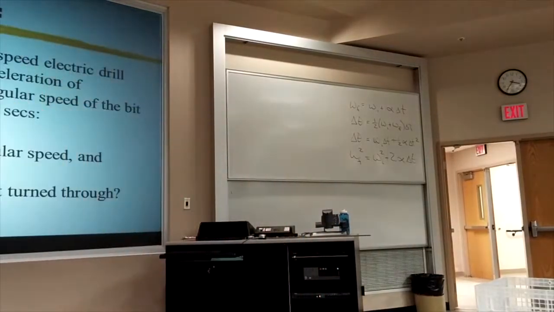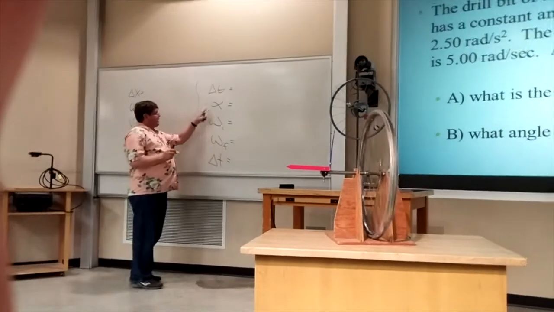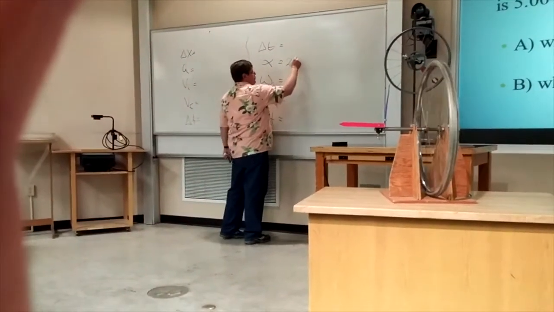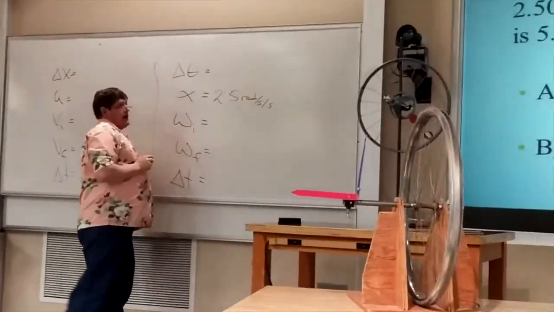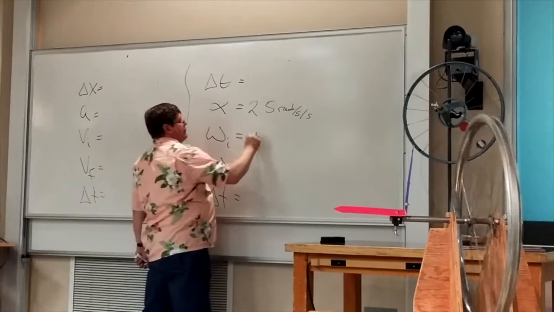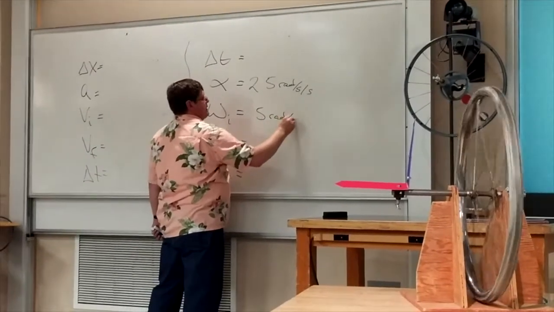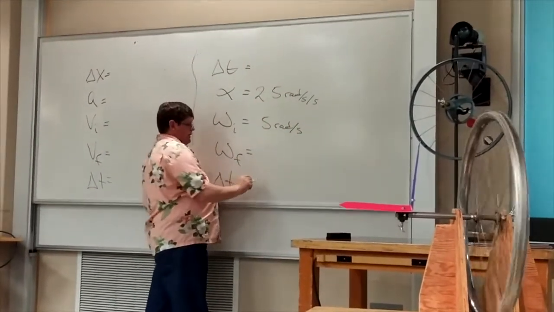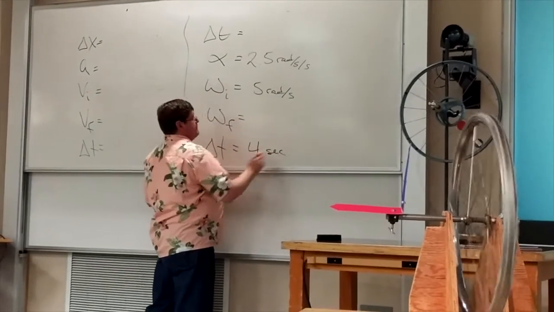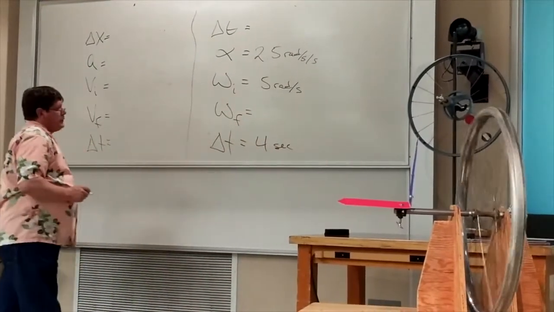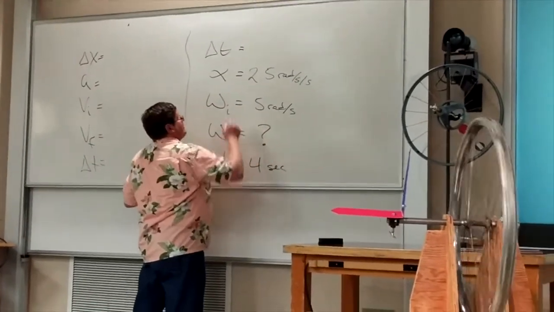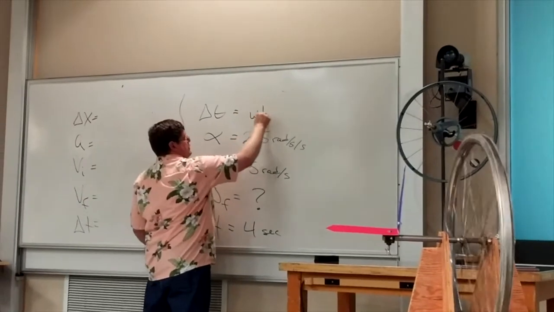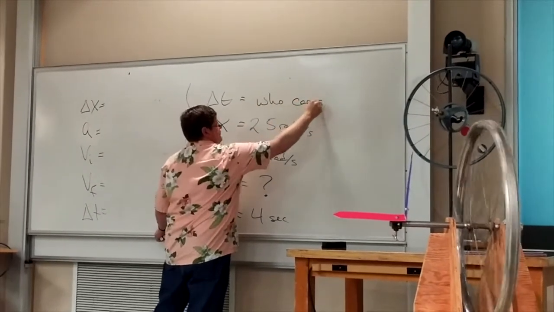Okay, let's solve this together. I know that the angular acceleration is 2.5 radians per second every second. I know that the initial angular speed is 5 radians per second. And I know that we're looking at this thing for 4 seconds. In part A, we're looking for the final omega, and that makes this delta theta the who cares.